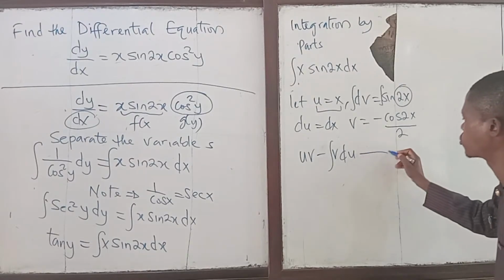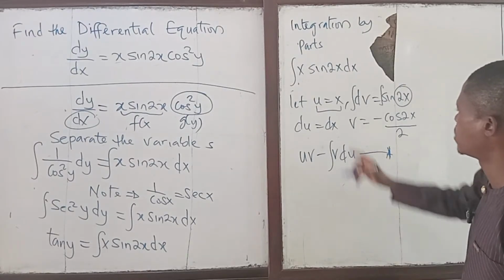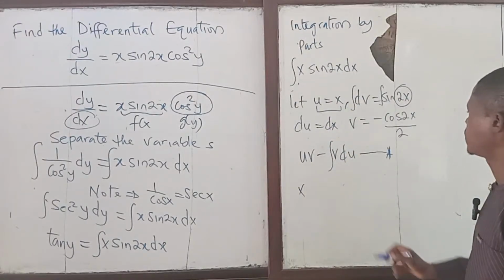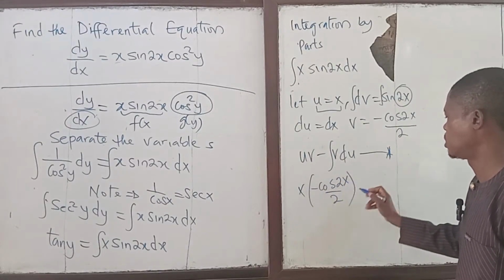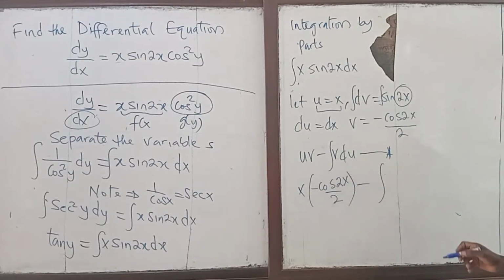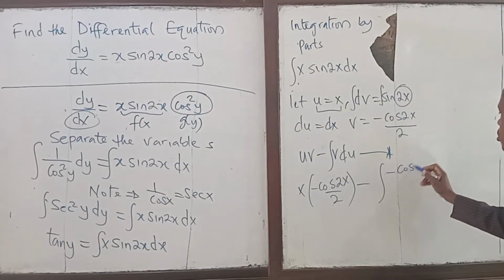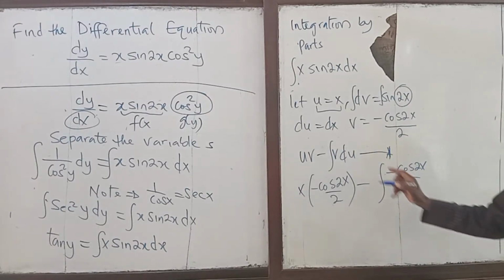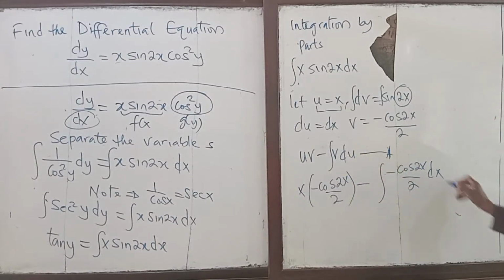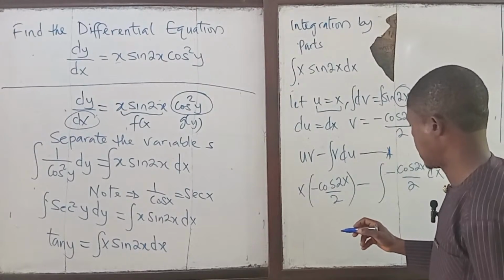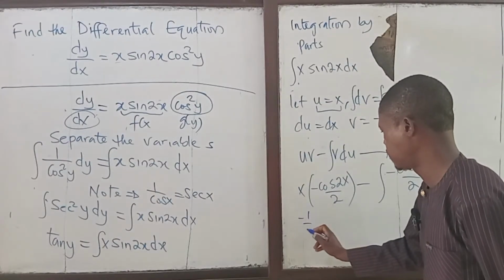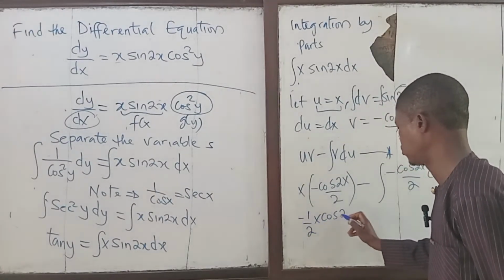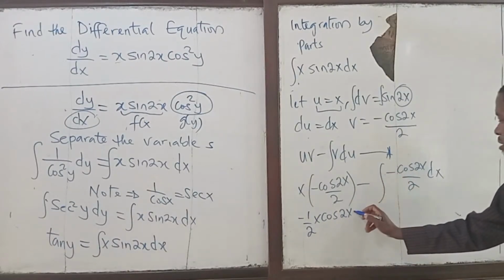So let's begin to input the u and v. My u is x, my v is minus cos 2x over 2, and then minus the integral of v du. My v is minus cos 2x over 2, and the u gives my du. That will give me minus half x cos 2x. Minus times minus is a plus.